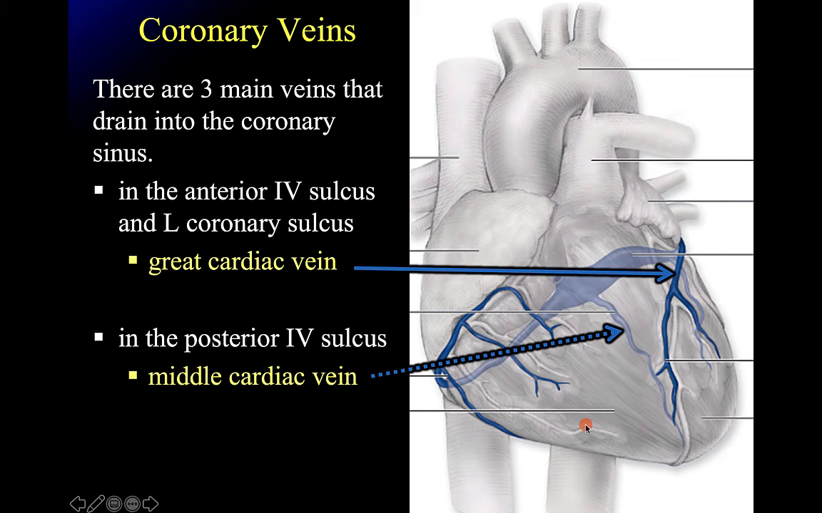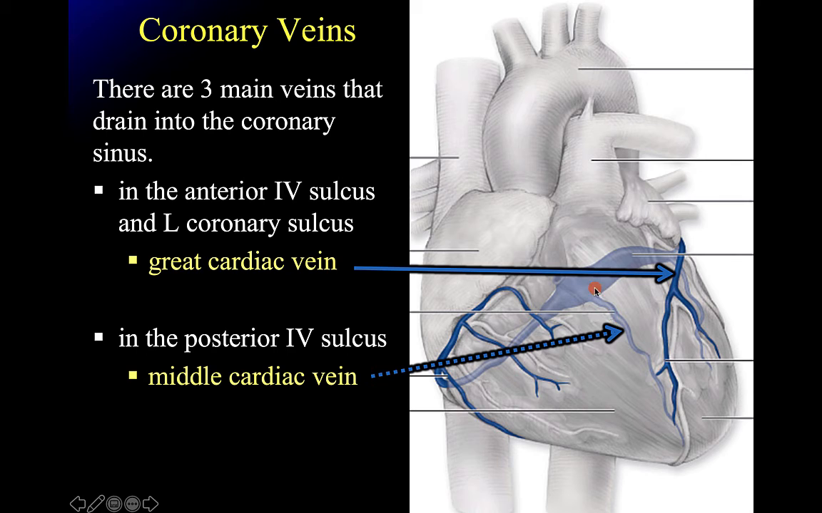So here, from the front view of the heart, we're going to see the great cardiac vein. This drains the entire left-hand side. It begins alongside the anterior interventricular artery, but then it follows the pathway of the circumflex artery around the back.